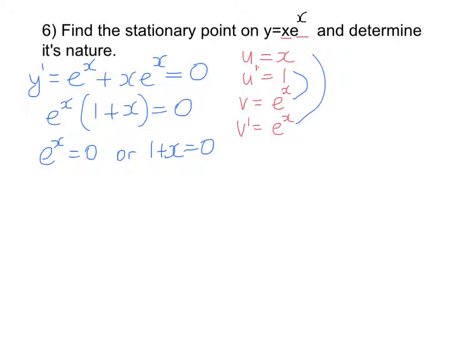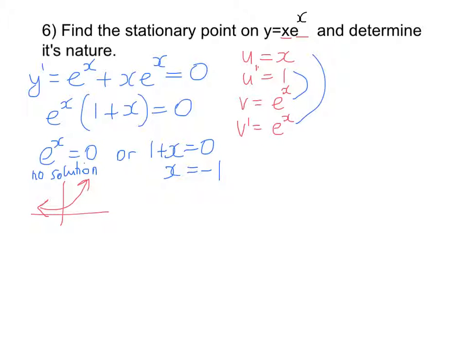Now remember, e to the x is an exponential function that looks like that. It never equals 0, so there is no solution for this equation. And over here we just have a linear equation. You can see x is going to equal -1. So we have one stationary point at x equals -1.